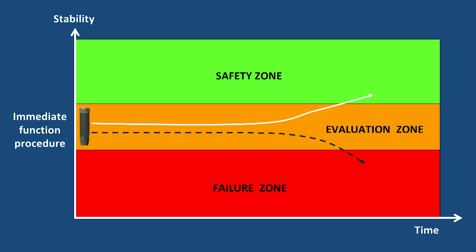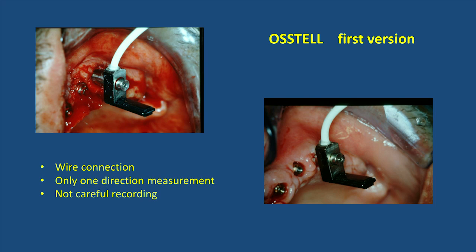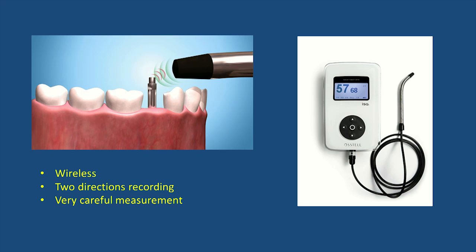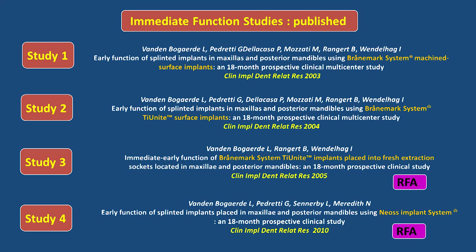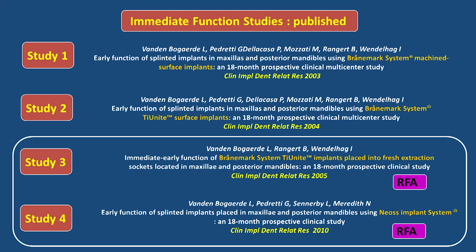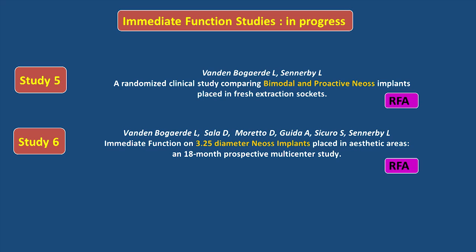This is the first version of the Osstell that showed some drawbacks. Now we have this very reliable instrument, wireless, giving two-direction recording and a very careful measurement. I finalized studies for immediate function, and in the last two, we used RFA systematically as a monitoring system. We also have two studies in progress.